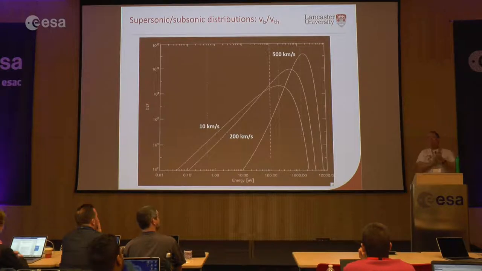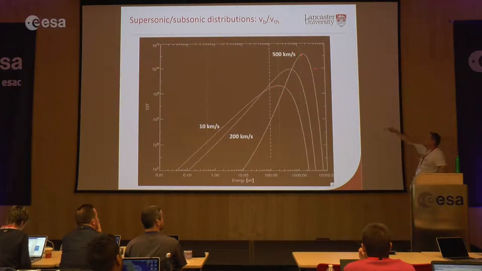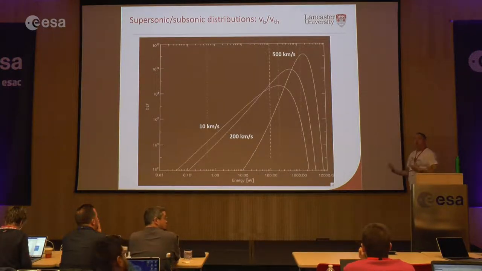But as the thermal energy increases, the whole distribution spreads out. So we can think about these two limits: the subsonic limit and the supersonic limit. If you're in the subsonic limit, the peak tells you more about the thermal. If you're in the supersonic limit, the peak tells you about the bulk. In reality, they're always somewhere in between. But that gives you a first order look when you're looking at the data and analyzing the spectra.